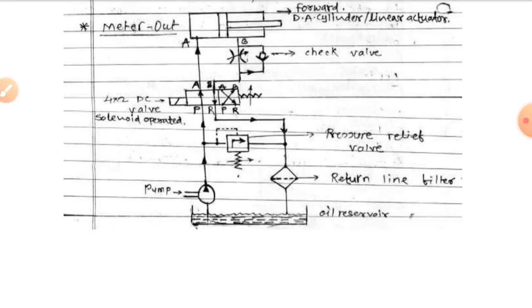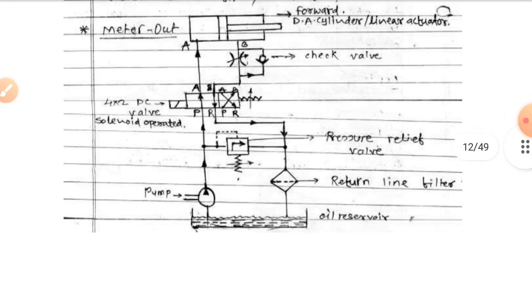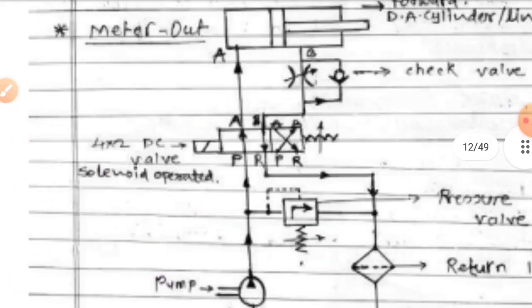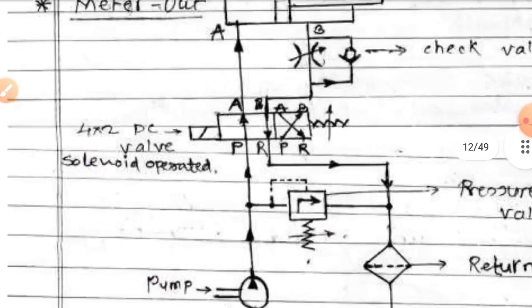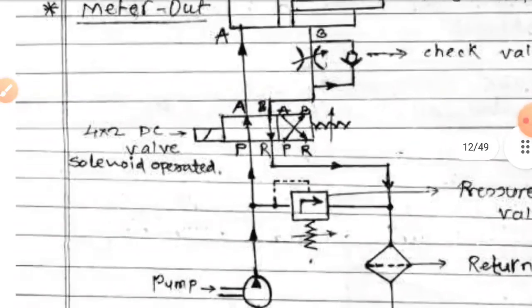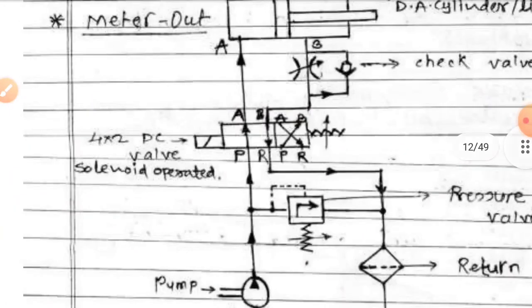So this is a circuit diagram. It consists of an oil reservoir, pump, filter, pressure relief valve, 4x2 directional control valve, solenoid operated, check valve, and double acting cylinder. So this is a 4x2 DCV we can use here. The operating control mechanism used in the directional control valve is solenoid operated.